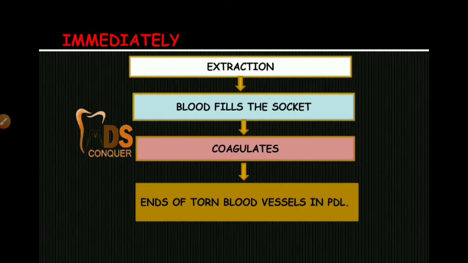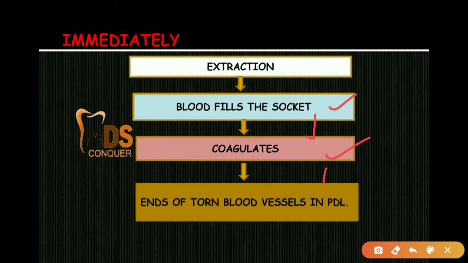So we'll see the events now. Immediately after the extraction, the blood will fill the socket, okay? Then the coagulation of blood happens, that is the clot, and the ends of torn blood vessels in the PDL. That means the blood vessels which are torn in the periodontal ligament will stop the bleeding.